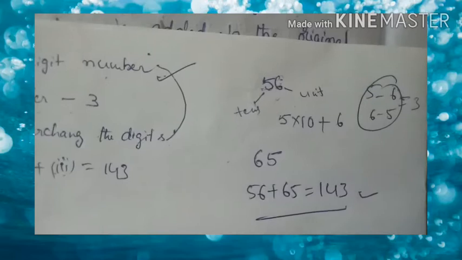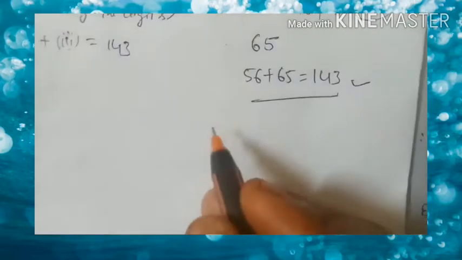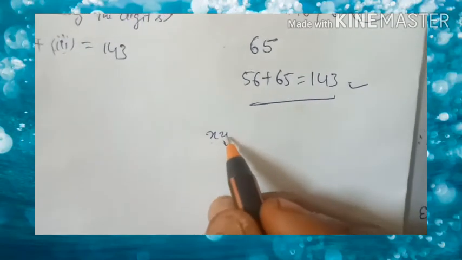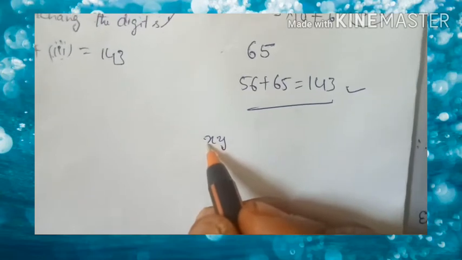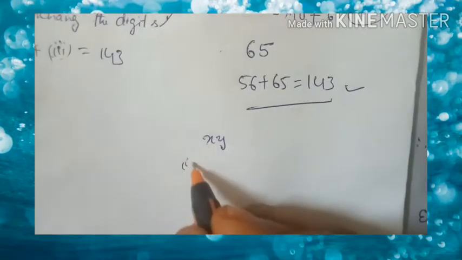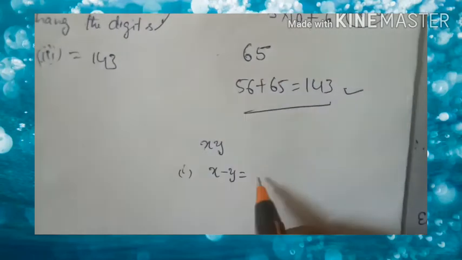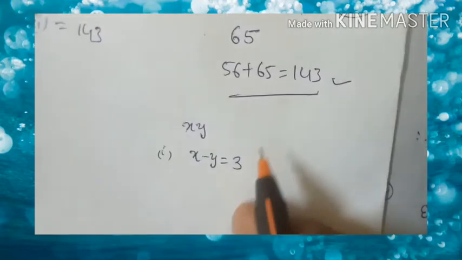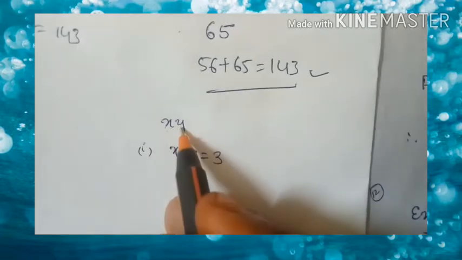Okay, so we don't know the 2-digit number. Let me take it as xy. Suppose I will take x and y. xy is the 2-digit number. So y is the unit place and x is the tens place. Okay. Next, second one, the difference of the digits, that means x minus y is equal to 3. But some children are asking doubts: why ma'am are we taking x and y?